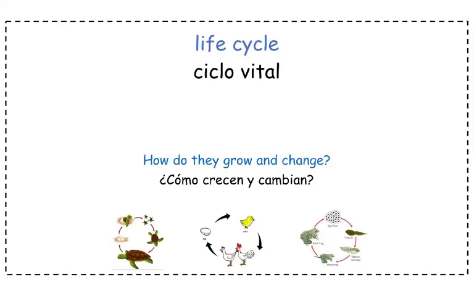This week in our animal research, we are going to be learning about life cycles. So life cycle, or ciclo vital, is thinking about how do the animals grow and change. We can look at the bottom here at 3 different examples of how some animals grow. The first one is turtles. The next one here is chickens. And then the next one is frogs. You can see in those pictures how they start off one way and then they grow and change and continue changing until they're an adult.